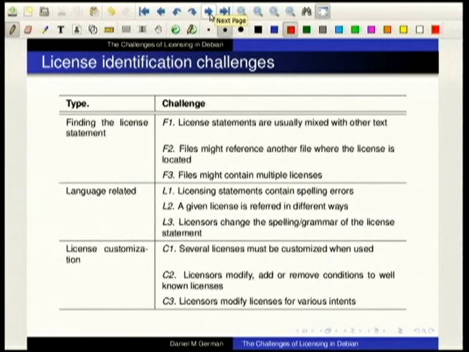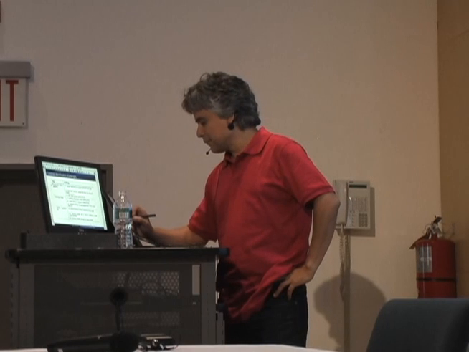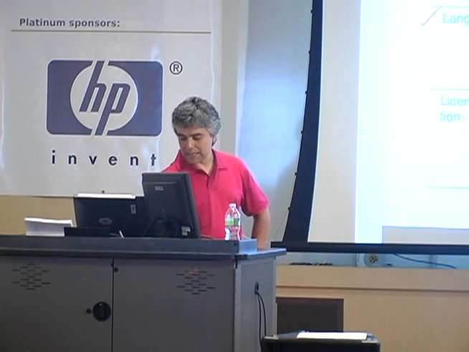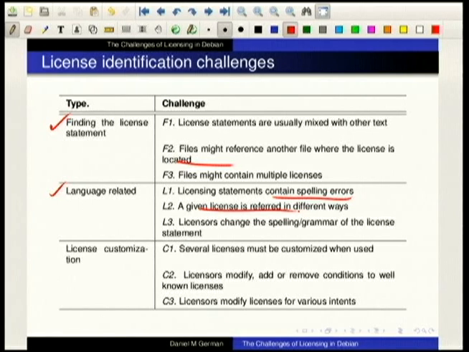So these are actually some of the issues more summarized that we have found. The challenge of finding the license. They're mixed with text. And so which text is actually relevant to the licensing statement and which one is not. Files might reference another file where the license is located. And it's not very standard how this is done. For example, the one that I hate the most is the license is in the file such, which is in the root directory. And as the code actually moves around, you find that there are several of those files in different root directories. And language-related and spelling errors, different ways to actually refer to a license, and as I mentioned before, spelling grammar.